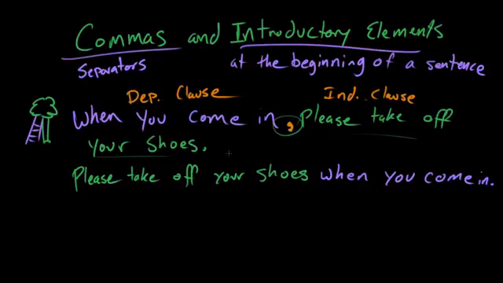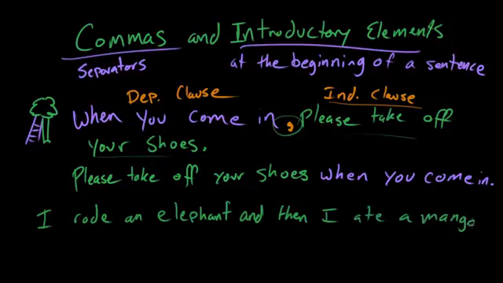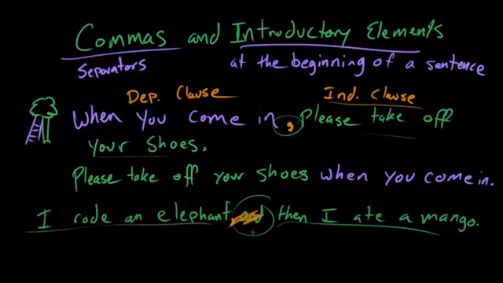And if you are uniting two independent clauses, in the following sentence, I rode an elephant, and then I ate a mango, these two things are both independent clauses, right? I rode an elephant, then I ate a mango. These two things need to be connected by this conjunction and, but that's not all. They also need to be joined by a comma. Now you could also sub out this comma and this and put in a semicolon, but that's a story for another time. So if you're uniting two independent clauses, just do comma and then a conjunction.